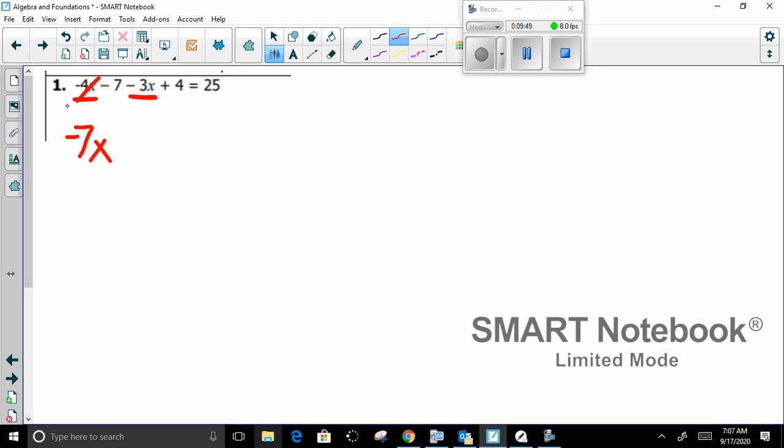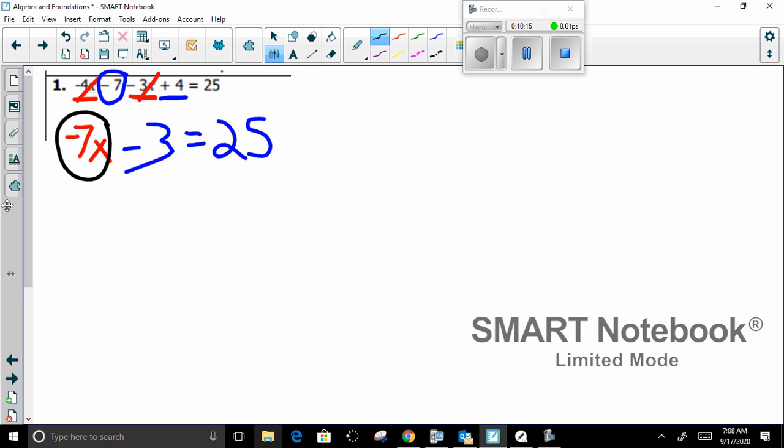So I put those together. Do I have more like terms? Looks to me like I do. I have a negative 7 plus 4. Negative 7 plus 4 is negative 3, or minus 3. So now this really just turns into a two-step equation like we were just reviewing. I can't touch anything with my x until I get everything else out of there. So the inverse of negative 3 is positive 3.